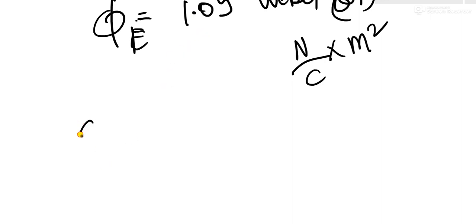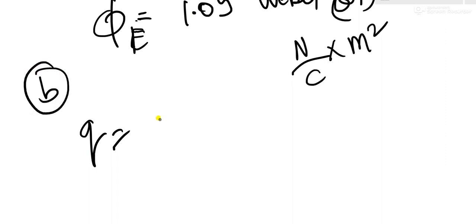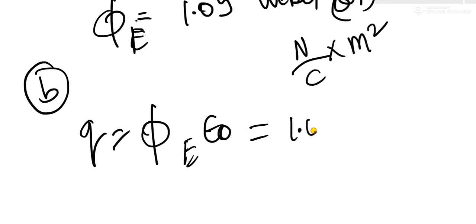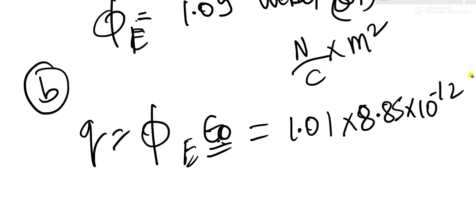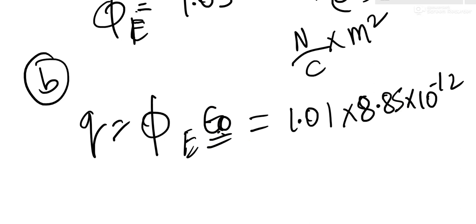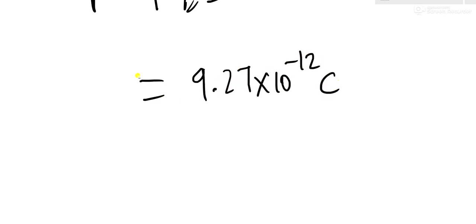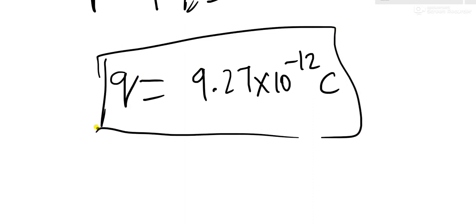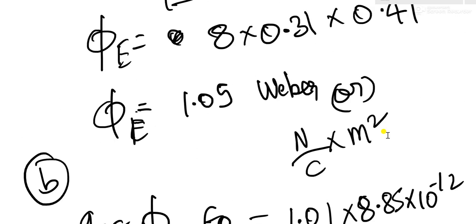Okay, now charge is the question mark for B. Charge is equal to flux times epsilon naught according to Gauss law. Flux I know is 1.01, and epsilon naught is the constant value which will be given in the question paper, 8.85 into 10 power minus 12. The answer for this we get is 9.27 into 10 power minus 12 coulombs, which is the total charge. So it is the B answer, and this is the A answer for flux.